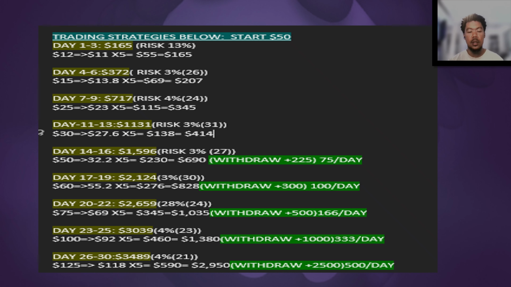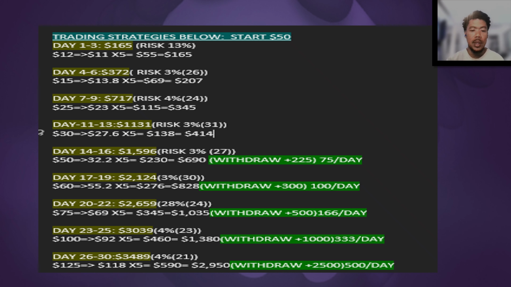The next few days, you're going to do 60, where the numbers are actually correct, and then you're going to withdraw 300 after making around $800. So now you're basically making $100 a day. So now you see we're climbing up after only just a few days.